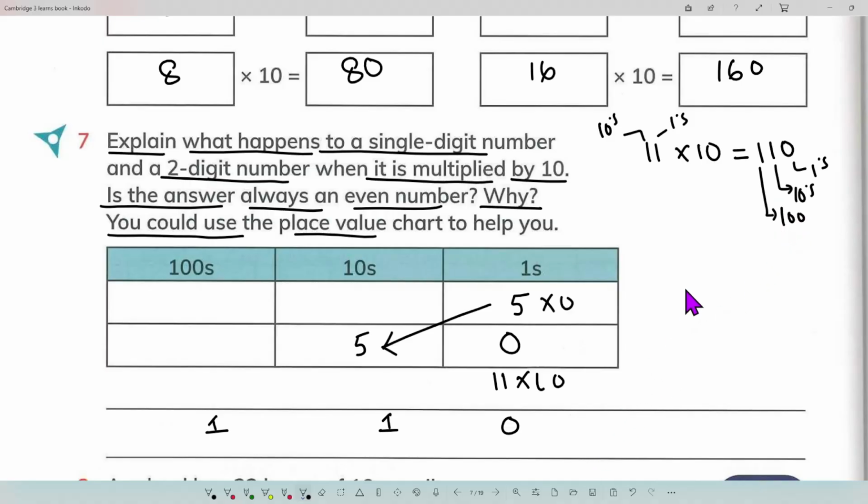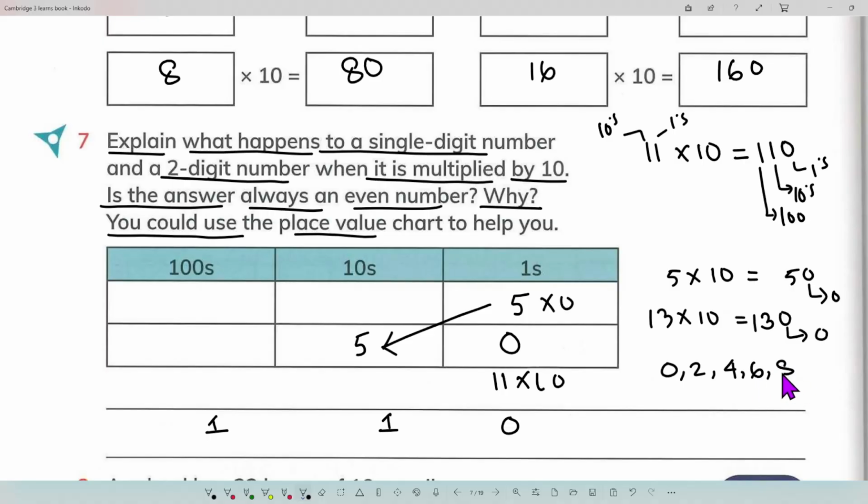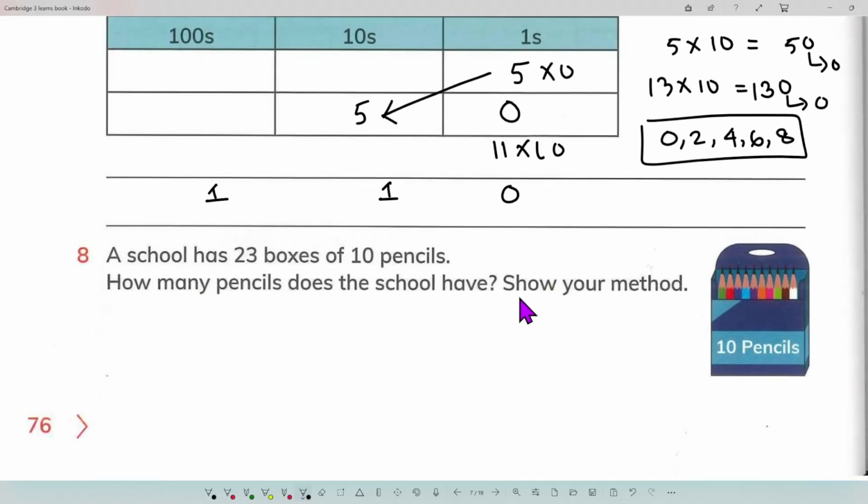Now look, single digit 5 times, suppose, 10, it will be 50. So single digit, the unit digit or 1's digit is 0. Similar, 13 times 10, it will become 130, and also last digit is 0. We know if 1's digit is 0, 2, 4, 6, 8, the number is always even, right? So in this case we can write a short note.